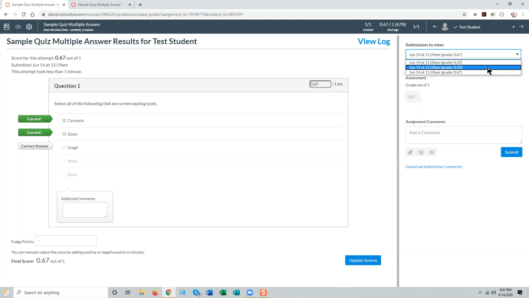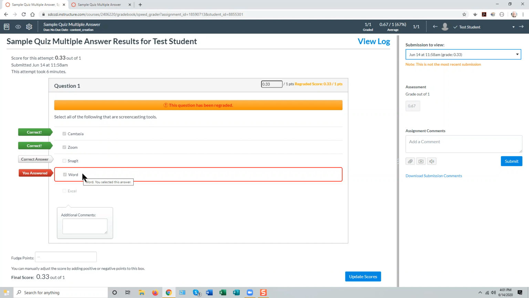If, on the other hand, the student had also selected an incorrect answer, as we see here, they selected 2 correct answers, not selected one of the correct answers, but selected an incorrect answer, the student would receive the 0.67 points first for these 2 correct answers, but then because they selected an incorrect answer, 0.33 or 33% of the question value would be subtracted from that 0.67, leaving us with, again, rounded off to 2 decimal places, 0.33 points out of a 1-point question.